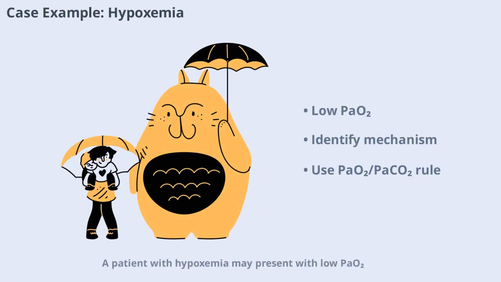A patient with hypoxemia may present with low PaO2. Assess whether hypoventilation, diffusion impairment, shunt, or ventilation-perfusion mismatch is the cause. Use the rule of thumb relating PaO2 and PaCO2 to distinguish simple hypoventilation from other mechanisms.